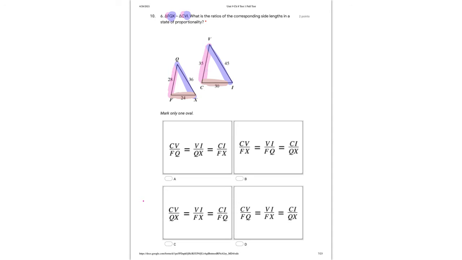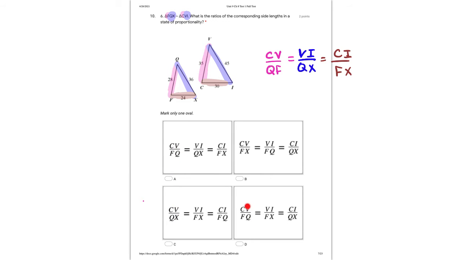And so let's just write these. We'll go with the pink. So I'll see what they put on top here. Here they've put CVs on top. So I'm going to do the big sides in pink here. So CV must go with QF. And that'd be equal to the same ratio of my bluish side, so that'd be VI to QX. And that'd be the same as those red sides, but that'd be CI for the big red over FX, the red from the smaller triangle. So CV over QF, CV over FQ, that's the same thing.